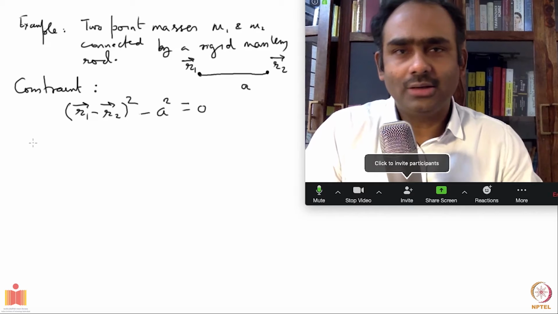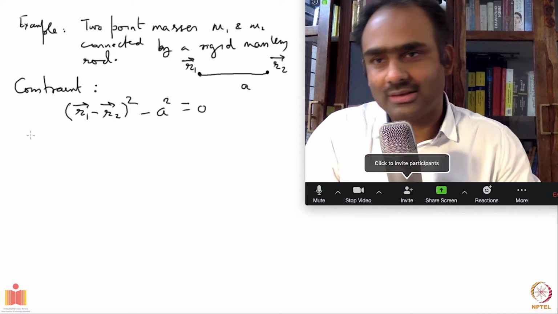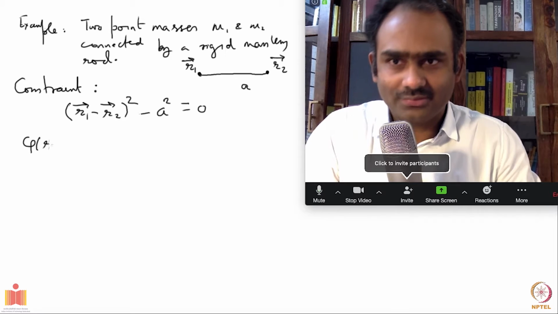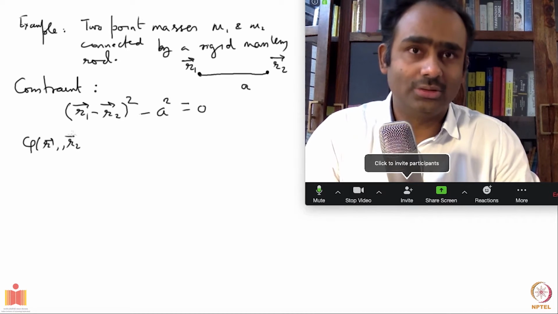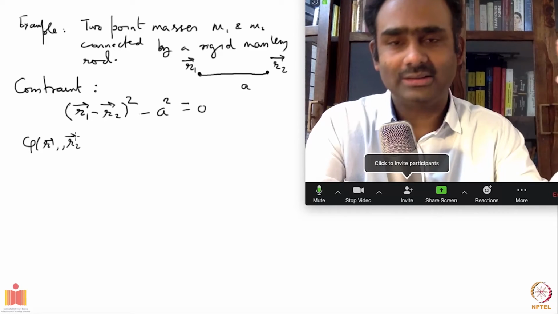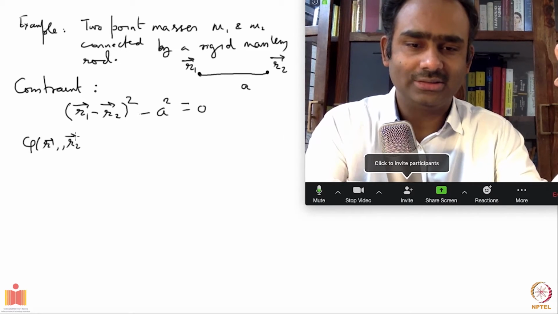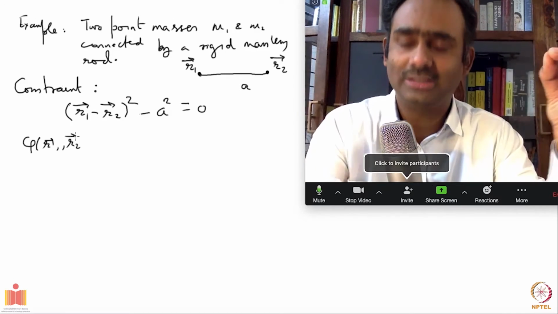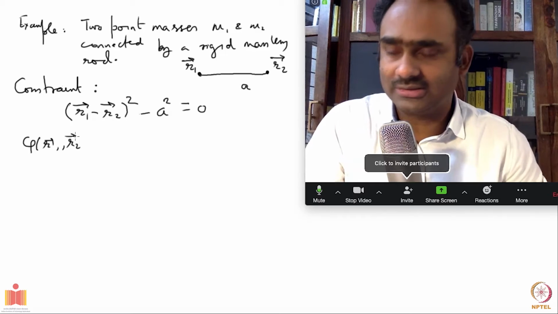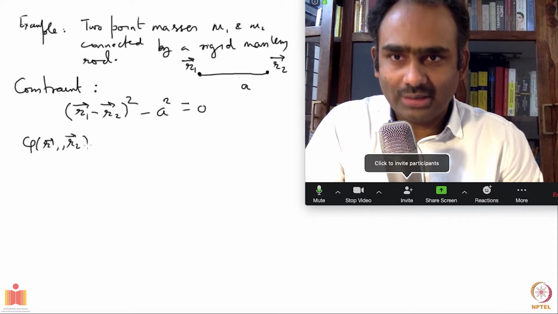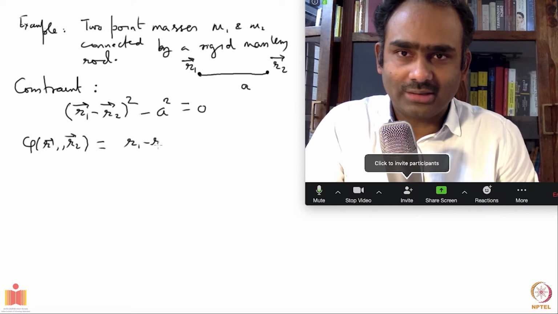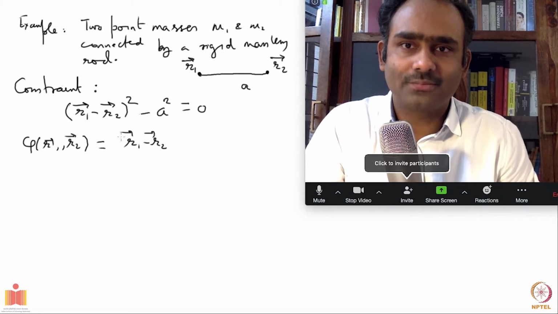If I want to write it in terms of phi, which we had last time, the equation of constraint, I would write the function phi of R1 and R2. There's no time dependence here, so the distance is fixed. You could imagine another case in which the distance is changing with time in a specified manner. That would also be a constraint, a time dependent constraint, but this one is time independent. So phi(R1, R2) is (R1 minus R2) squared minus A squared.